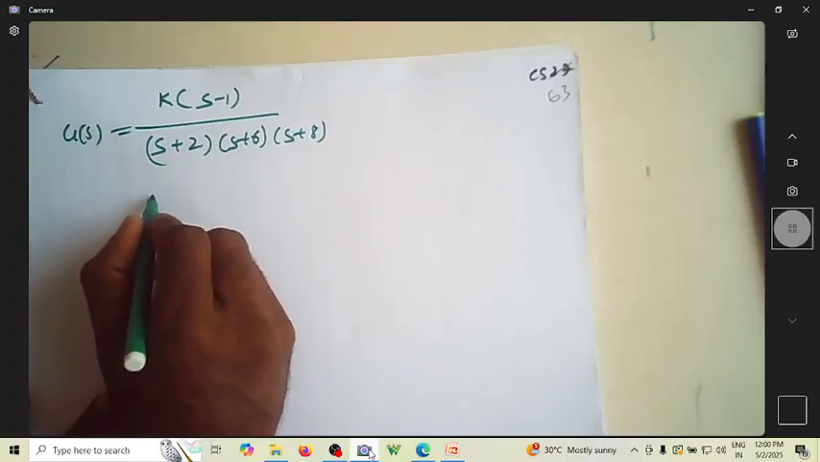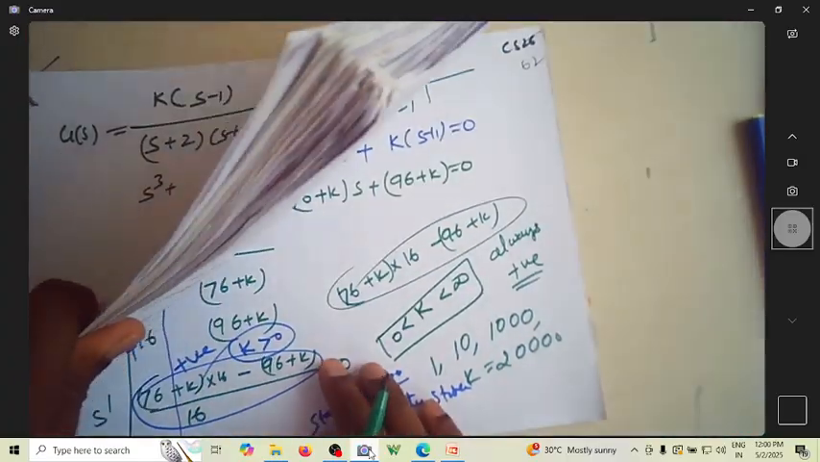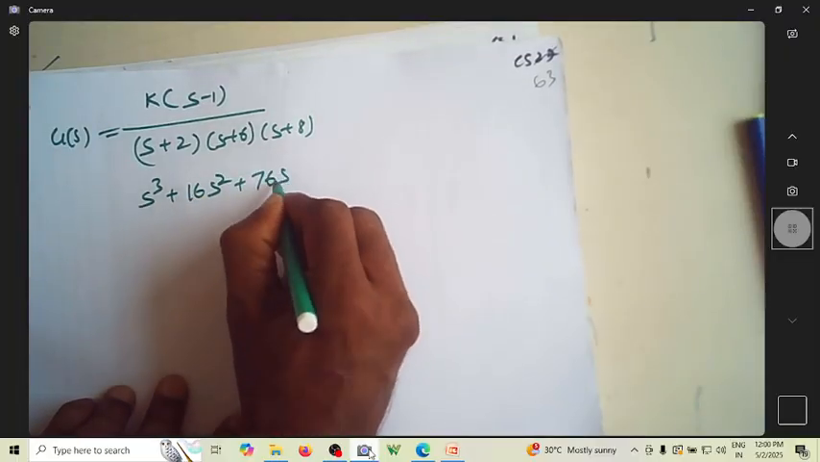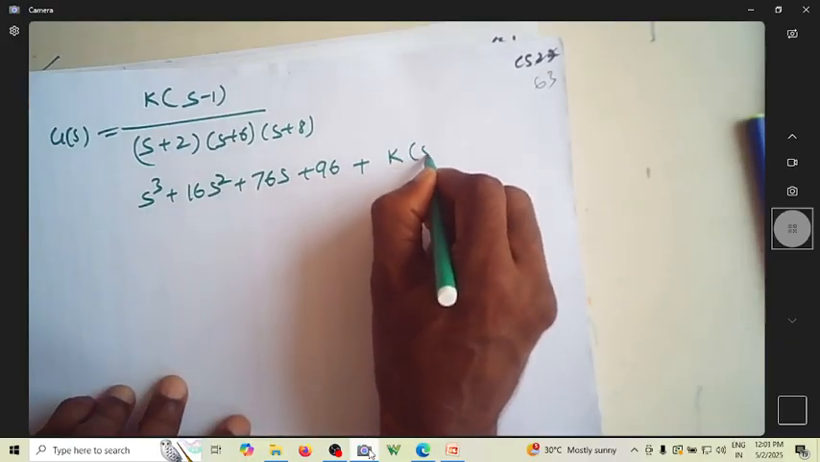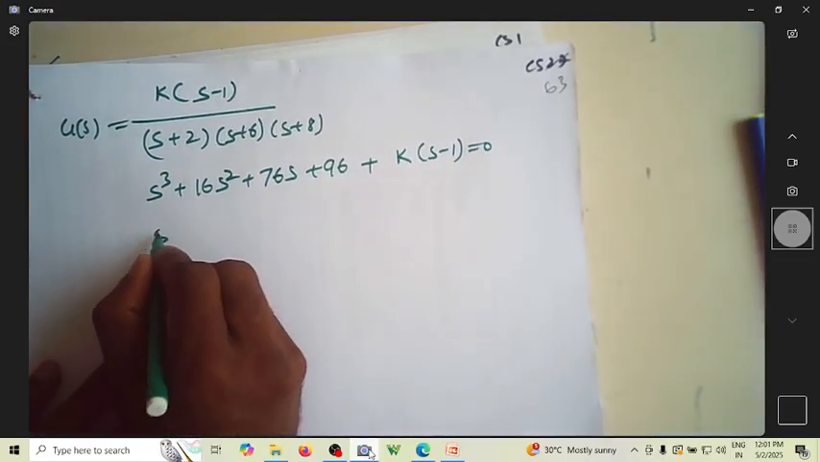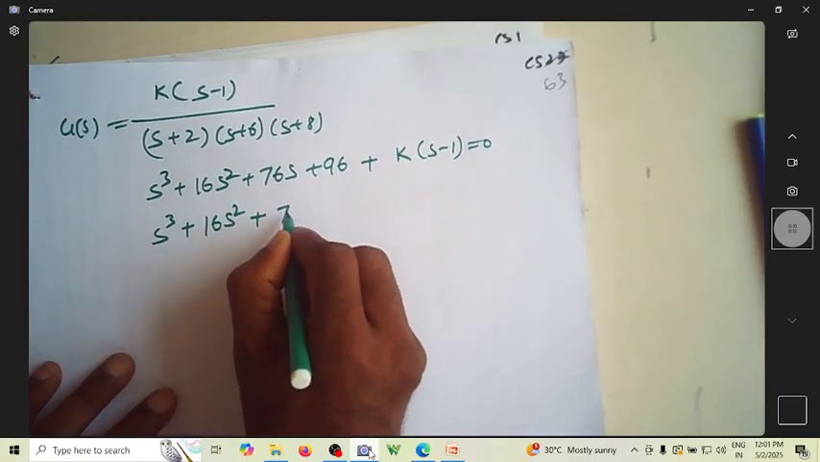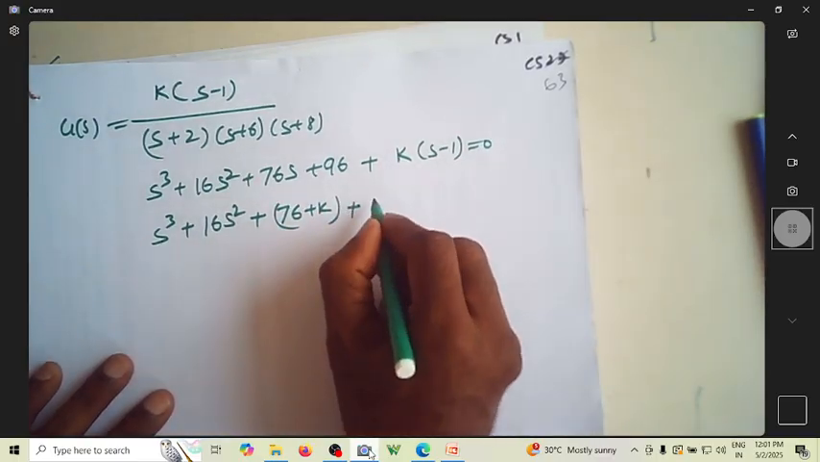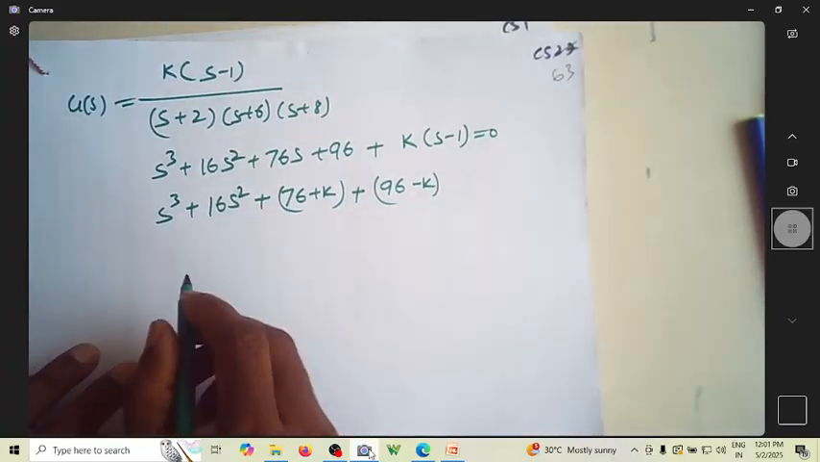So now the equation is, let me again rewrite that, s cube plus 16s square plus 76s plus 96 plus k into s minus 1 equal to 0. So it is now s cube plus 16s square plus (76 plus k)s plus (96 minus k). Fine.